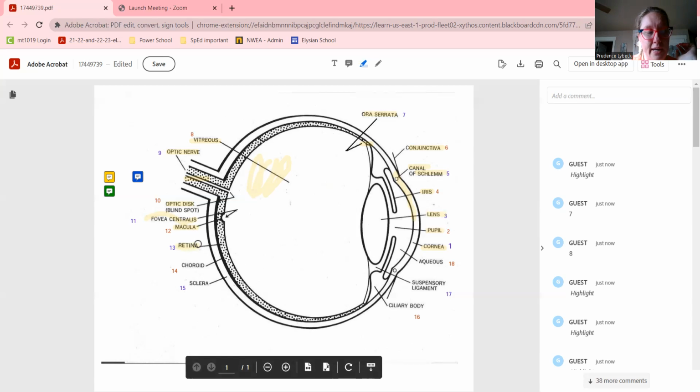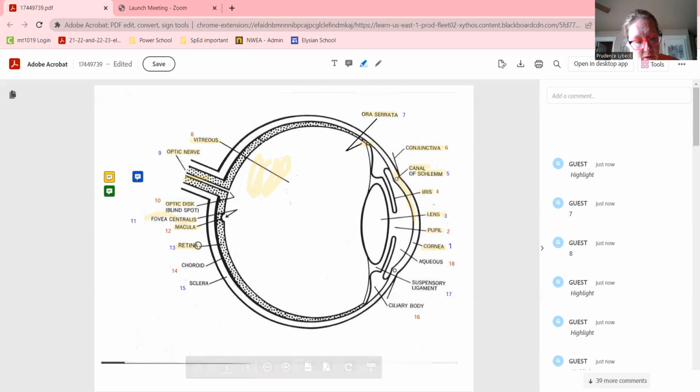Okay, then we have our retina, which people use that term. When we talk about the eye, people say, oh, the retina. Okay, the inner lining of the back chamber in which we have our rods and cones. So that's where we receive our light through after it enters the pupil.